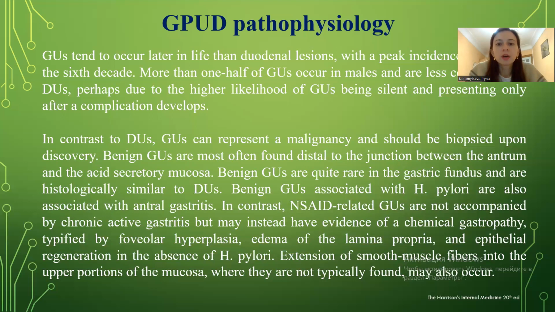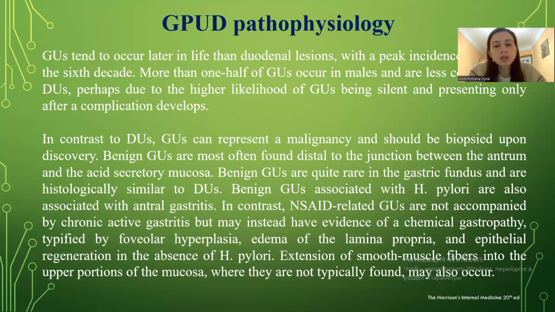Benign gastric ulcers are most often found distal to the junction between the antrum and the acid secretory mucosa. Benign gastric ulcers are quite rare in the gastric fundus and are histologically similar to duodenal ulcers. Gastric ulcers associated with Helicobacter pylori are also associated with antral gastritis.